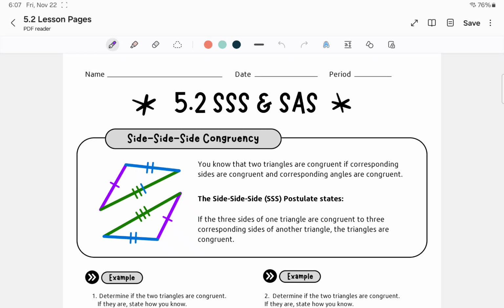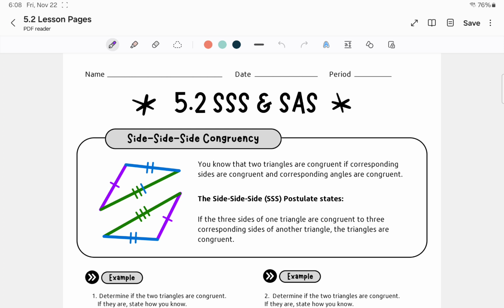Welcome to Lesson 5.2, SSS, which stands for side, side, side, and SAS, which stands for side, angle, side. So we're continuing with triangle congruency. And you know that two triangles are congruent or equal if their corresponding sides are congruent and corresponding angles are congruent. That would be 6 things, right? 3 sides and 3 angles.